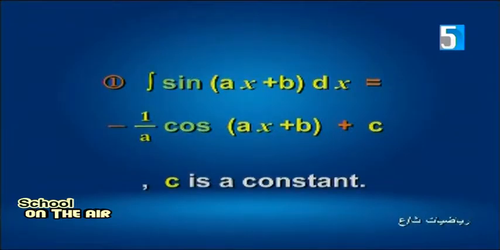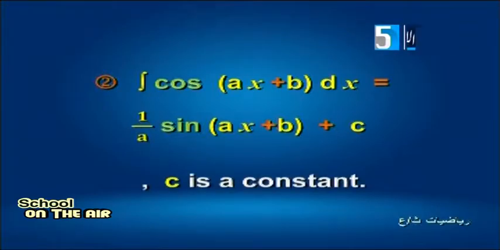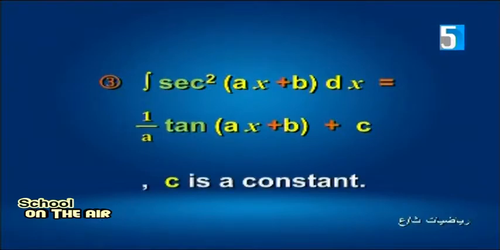Number 2, integration cosine ax plus b dx equals sin ax plus b, multiply 1 over a. A is the derivative of the angle ax plus b, or the coefficient of x, where c is a constant. And integration sec power 2 ax plus b dx equals 1 over a tan ax plus b plus the constant c.